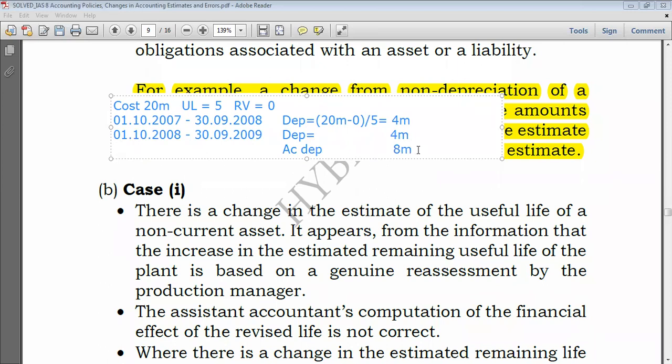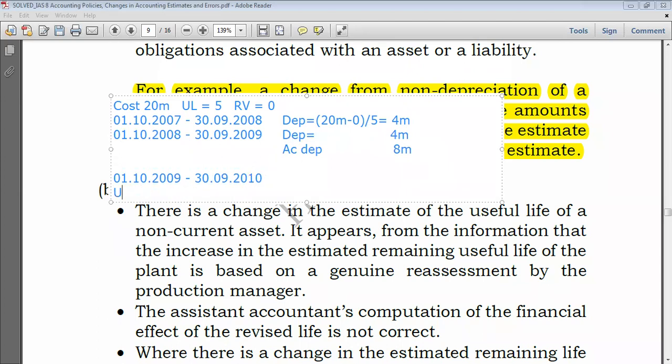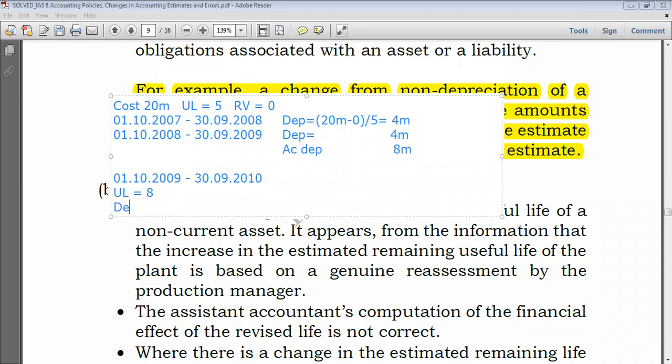So we are told that on 1st October 2009, this year ends actually at 30th September 2010. But at the beginning of the year, we are told that the useful life was revised and it was found to be 8 years now. So since this has changed, you have to recompute the depreciation for this period. So how would the depreciation have been?